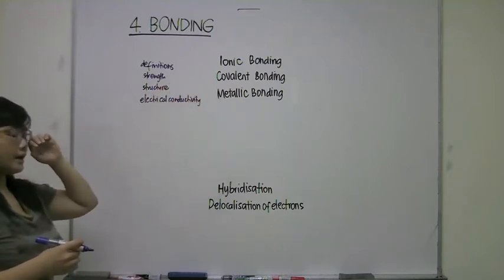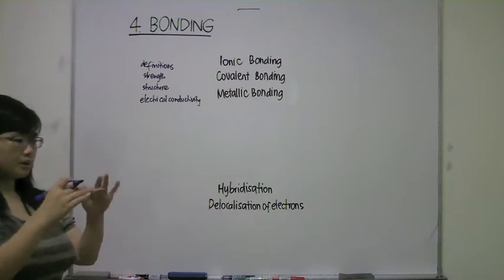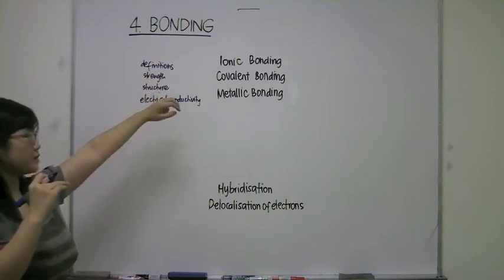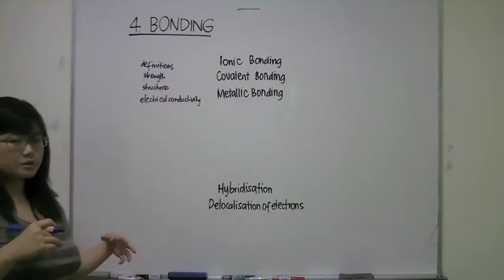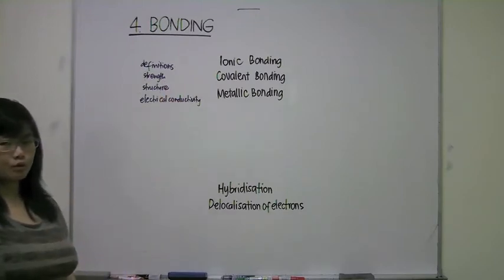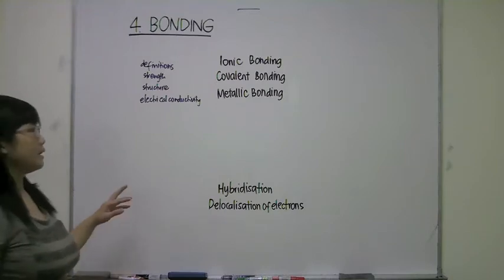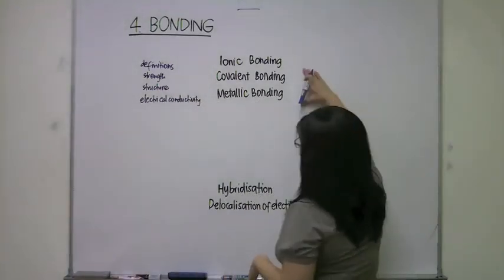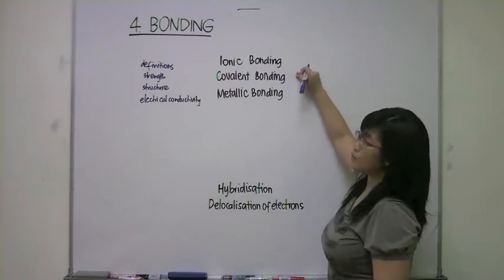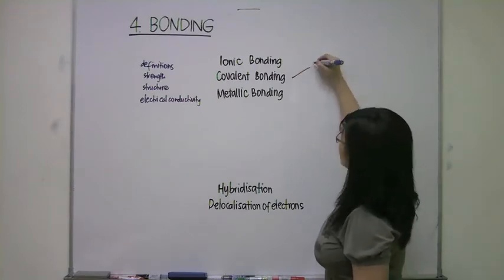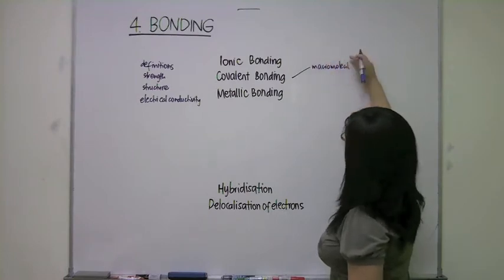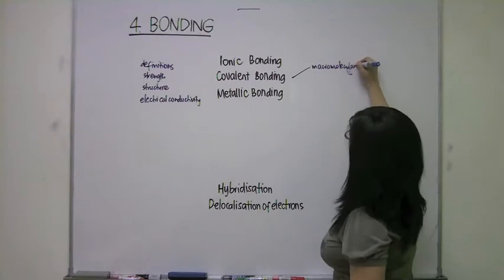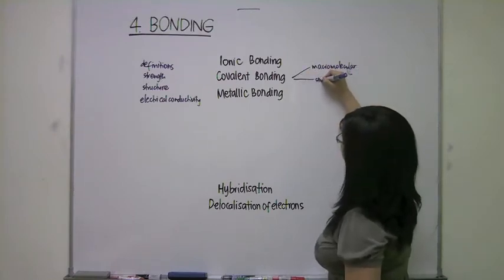bonding, and you will have to be able to compare and contrast the differences and the characteristics of each type of bonding. We have a table in the notes that you can give to the students to memorize. Out of these three, we will spend most time on covalent bonding. We know that there are two types, macromolecular and simple molecular.